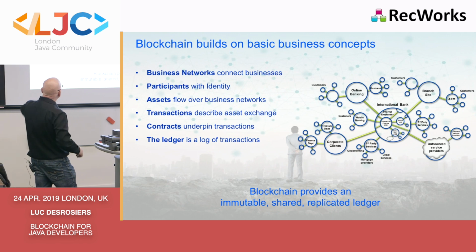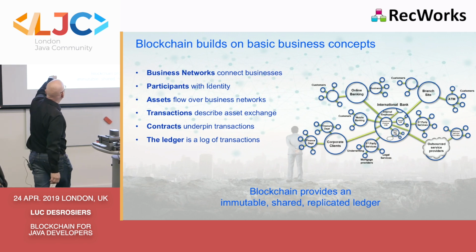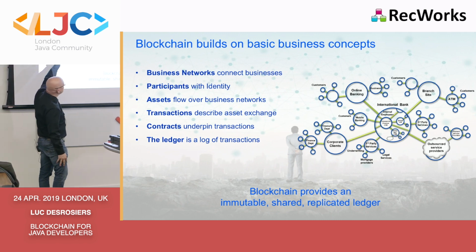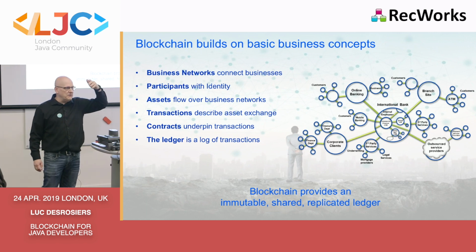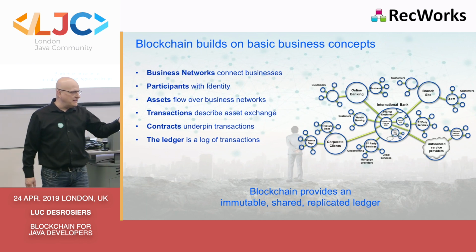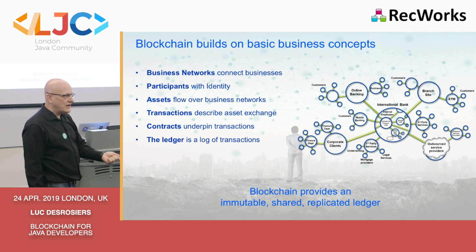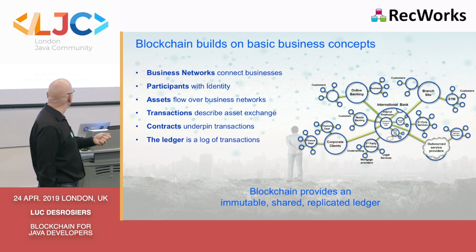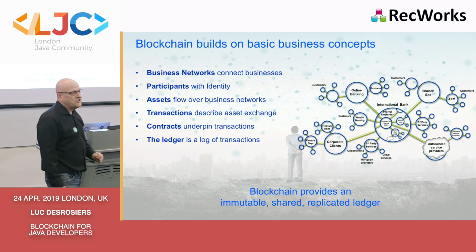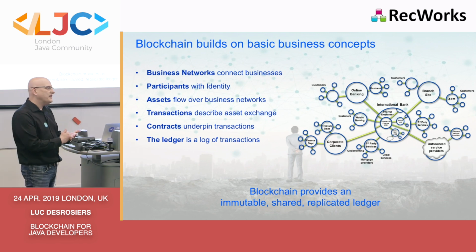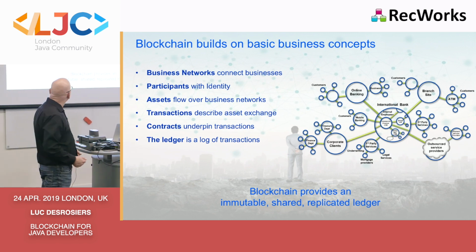But we also have implicitly things that are less known. We've got contracts that underpin those transactions. We've got an agreement. I saw the price. I agreed to pay that price. The transfer of value happened. And I also got a ledger, a log of transactions. So at the end of the month, I can look at how much I spent on ice cream.